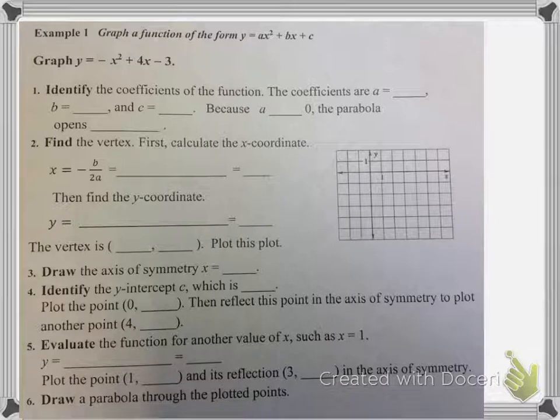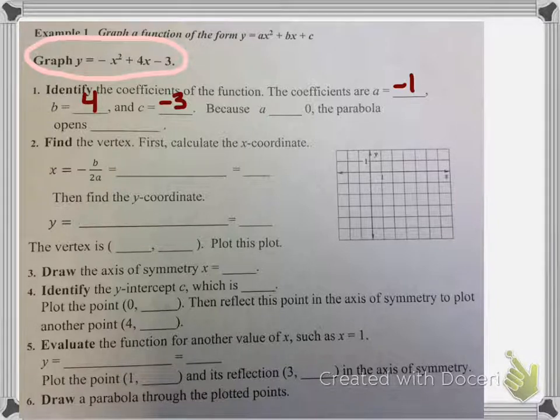So the first thing you have to do is look at the equation that they give you, which in this case it's y equals negative x squared plus 4x minus 3. We have to identify the coefficients. So the a would be the number in front of x squared. In this case it just has a negative, which is understood to be a negative 1. Your b is the number in front of x, which is going to be 4. Your c is going to be the number with no variable, which is going to be a negative 3.